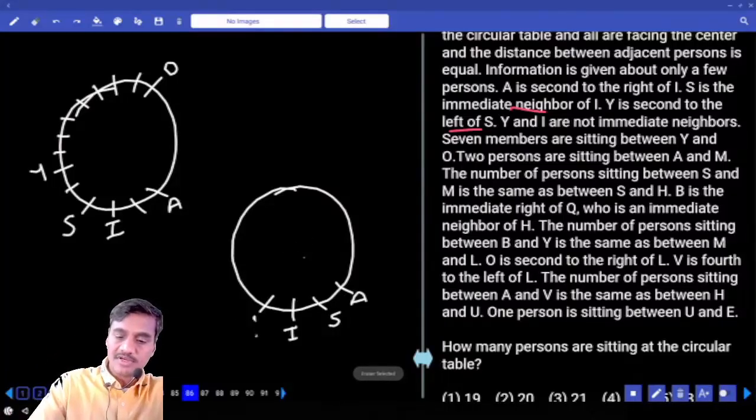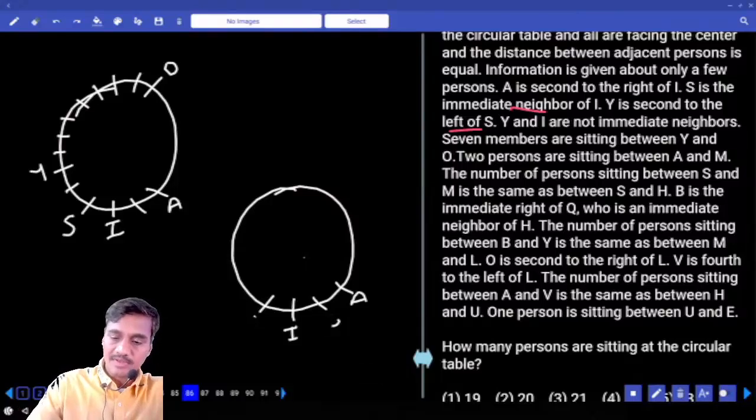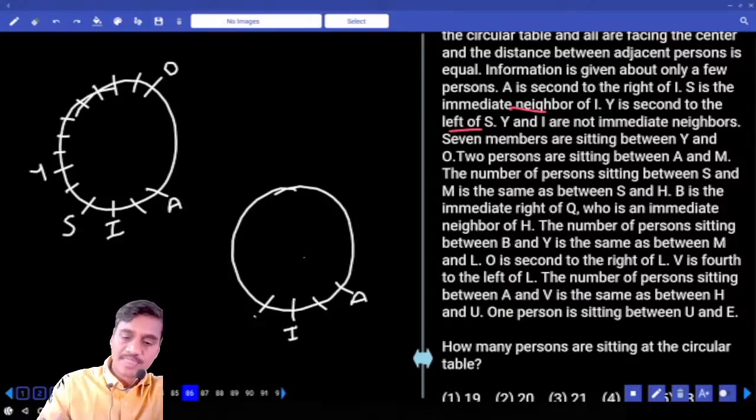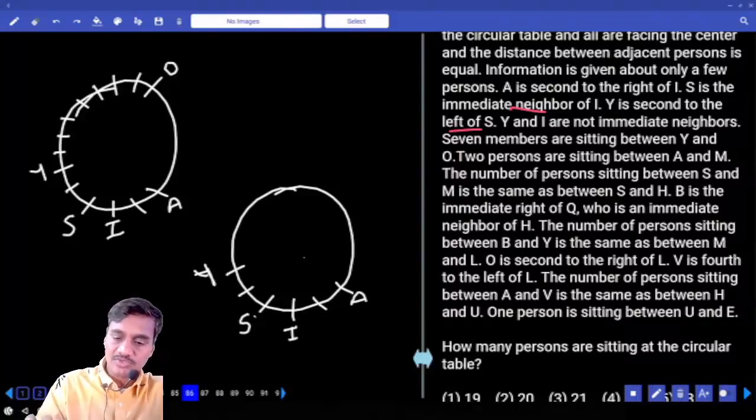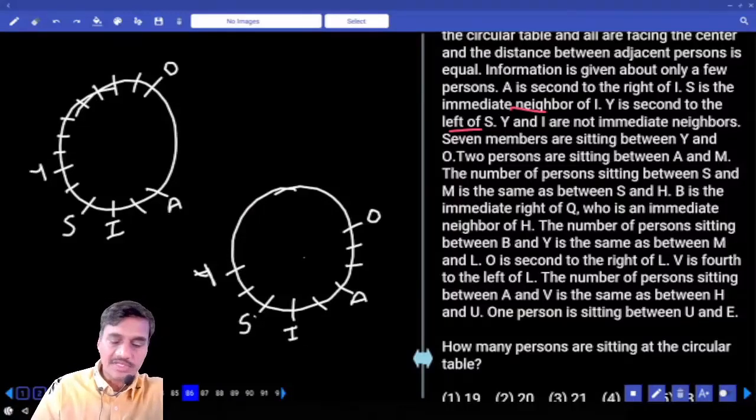Done? ఆల్రెడీ ఇక్కడ ఉంది I, A, and this is S, and S is here, and Y is seated second to the left, అవునా కదా? And Y is seated second to the left, and 7 members, 1, 2, 3, 4, 5, 6, 7, and so O is here. Clear now? O is at this place.